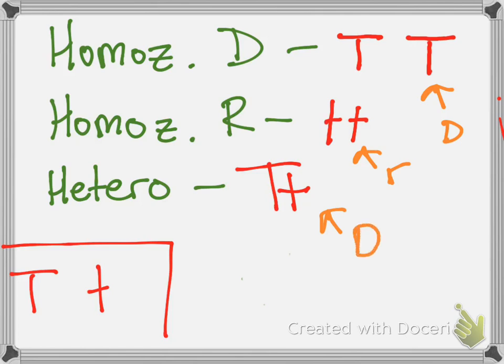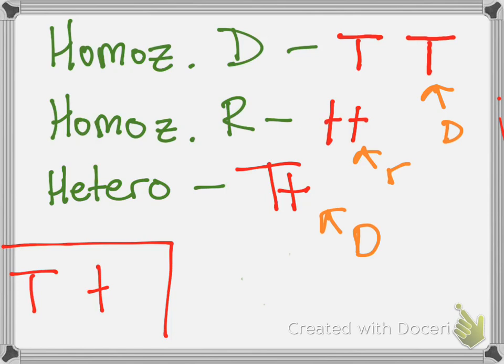Yes. So Marco, how did you know that it was dominant? Because it has the capital T. It has the capital T, which means it's dominant. If it has any capital letter, it's dominant. If it doesn't have any capital letter, it's recessive.